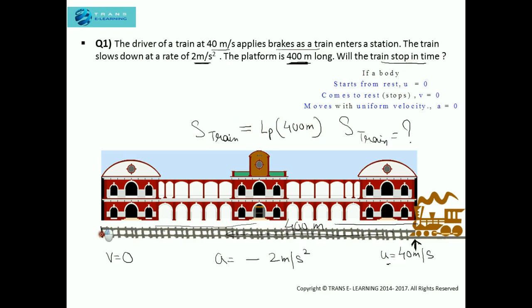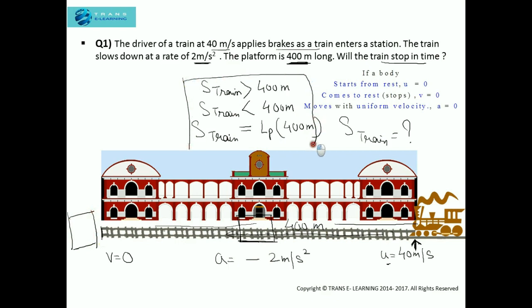That means it stops right at the end. And in case the distance traveled by the train is less than the length of the platform, that is 400 meters, that means it will stop somewhere here in the middle of the platform. And in case the distance traveled by the train is greater than 400 meters, that means it will not stop in time. It will stop after it has left the platform. So this is the basic criteria that we will be following to solve this question.